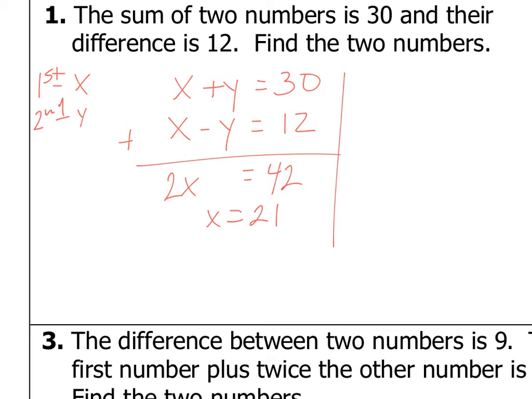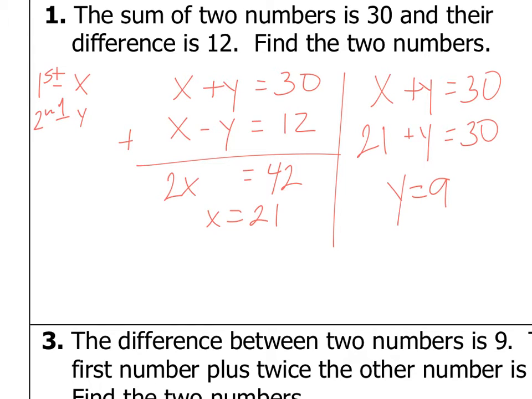Pick either equation, plug back in, x plus y equals 30. Again, I know x is now 21. We can easily figure out what y is. So find the two numbers. The numbers are 21 and 9.